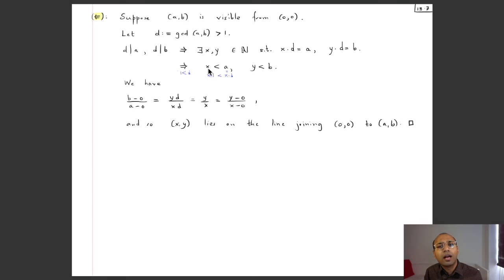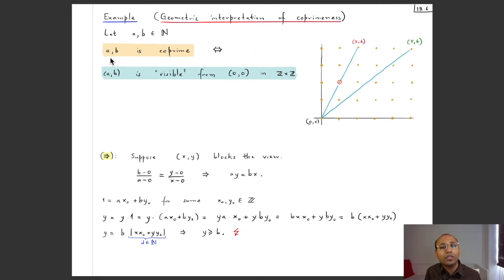Now these two are positive numbers which are less than a and b. We have that the point xy when joined to the origin, that line segment has the same slope as the line segment one obtains when you join the point AB to the origin. So that means that this xy lies on the line joining the origin to AB. And so it cannot be the case that AB is visible from 0, 0, and this is a contradiction, and this contradiction shows that our original assumption that this greatest common divisor is strictly bigger than 1 cannot happen, and so this D is equal to 1. So A and B are coprime.